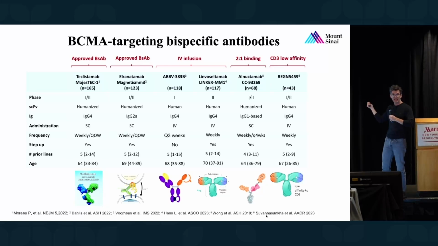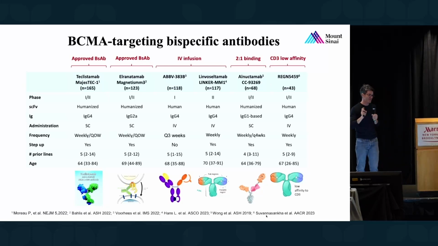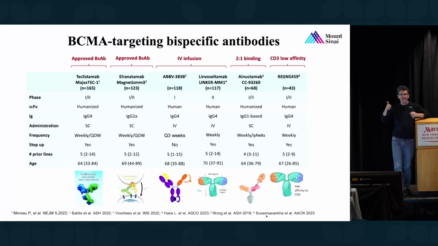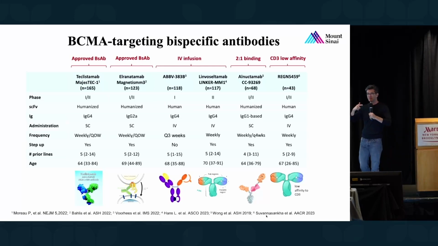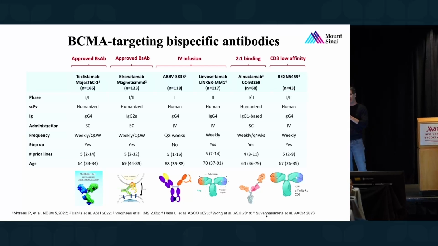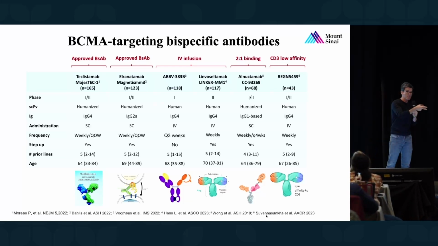Now, do we really need all five? I don't know. That's not for me to answer. But that's one unique thing. The other unique thing is the way they're formed. Some of them are humanized antibodies. Other ones are mouse-derived or animal-derived antibodies.